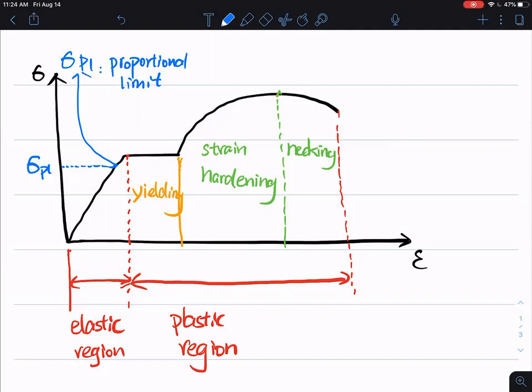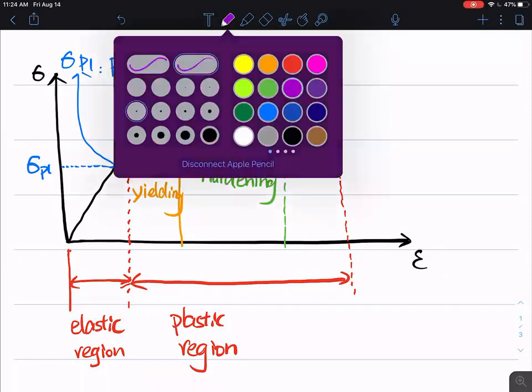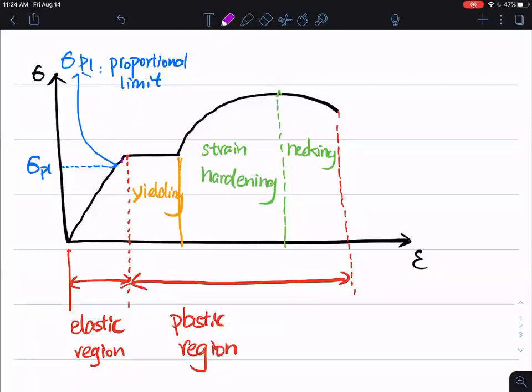Another point is right after it. The corresponding stress, let's call this, oh, actually there's no special name, let's just call it E. This stress is called the elastic limit stress.